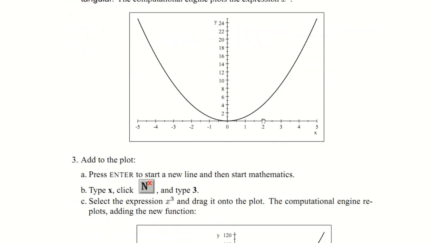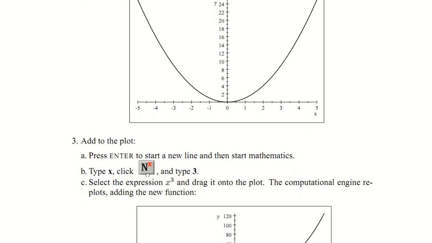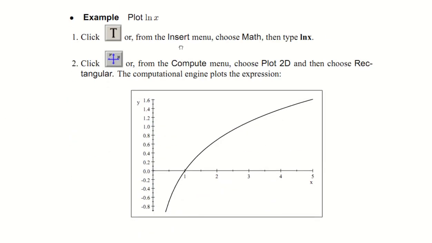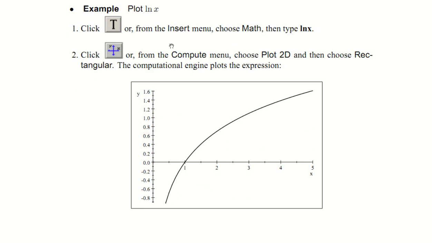To add the plot of x cube in this figure, we will just type x cube in SWP and drag it onto the plot. The computational engine replots by adding the new function, and the new image will be in this form. To plot ln x, we will type ln x in SWP and then click on this button. The plot will be shown in this form.